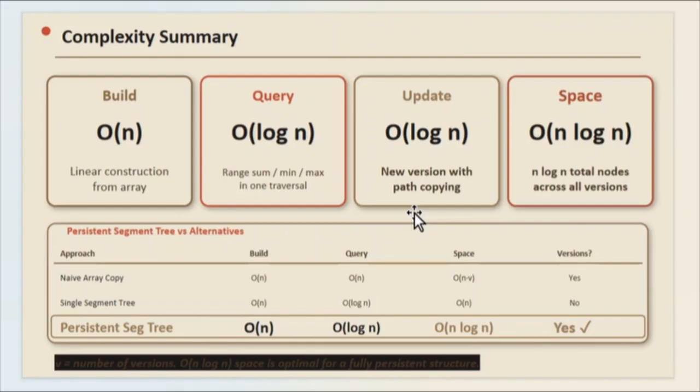Now let's look at the numbers. A persistent segment tree has big O n build time, big O log n per query and update, and big O n log n space complexity for all versions. Compared to naively copying the array for each version, which costs big O n per version in space, this is a dramatic improvement. The key advantages are full version history, big O 1 rollback, concurrent read access with no locking, and structural sharing through immutability.